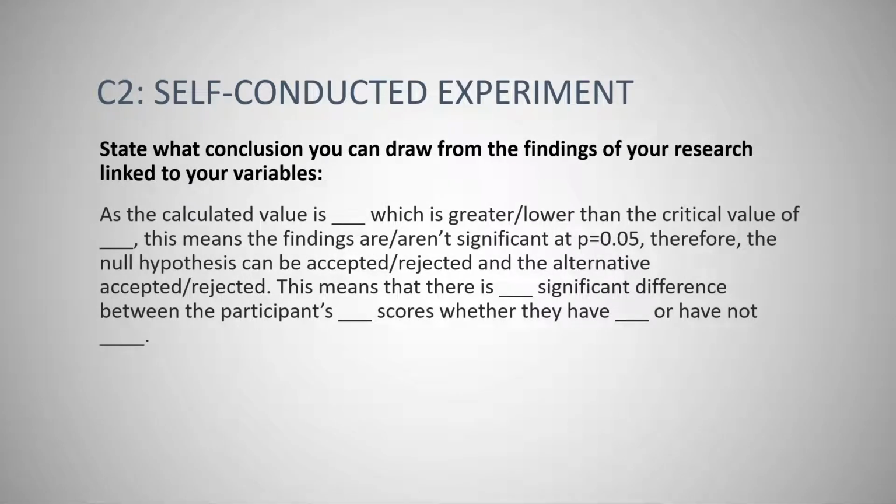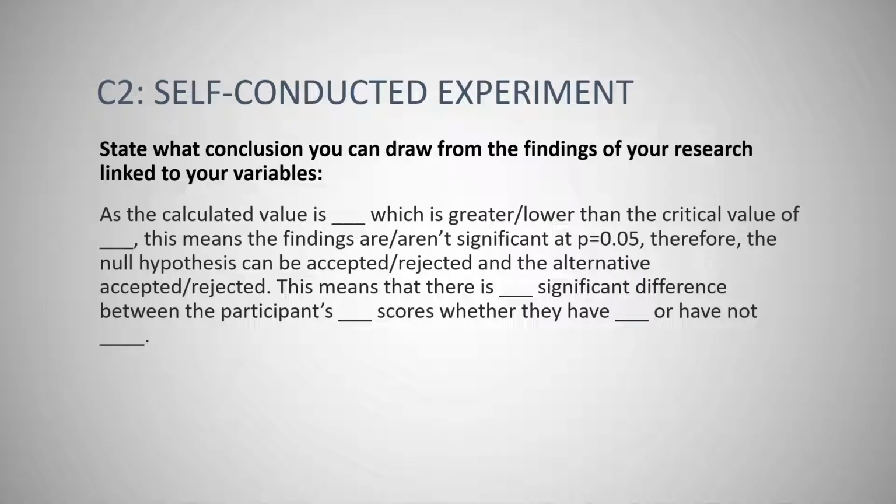So state what conclusion you can draw from the findings of your research linked to your variables, as the calculated value is greater or lower than the critical value of. This means that the findings are or aren't significant at p equals 0.05. Therefore, the null hypothesis can be accepted or rejected, and the alternative hypothesis accepted or rejected. This means that there is a significant difference between the participants' something scores, whether they have owned a pet or have not owned a pet.